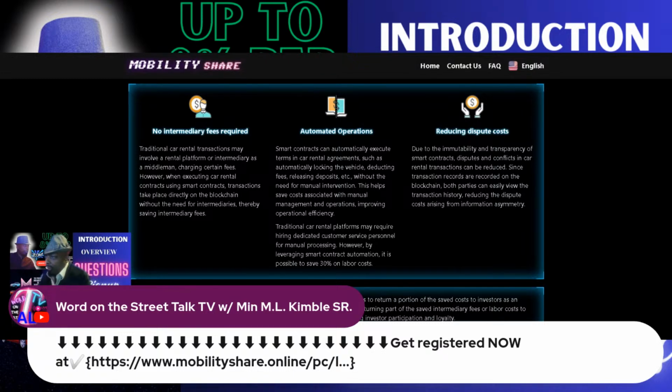Automated operations. Smart contracts can automatically execute terms in car rental agreements, such as automatically locking the vehicle, deducting fees, releasing deposits, etc., without the need for manual intervention. This helps save costs associated with manual management and operations, improving operational efficiency. Traditional car rental platforms may require hiring dedicated customer service personnel for manual processing. However, by leveraging smart contract automation, AI automation, it is possible to save 30% on labor costs. That sounds very appetizing to any employer.